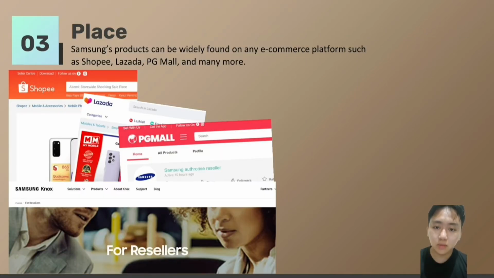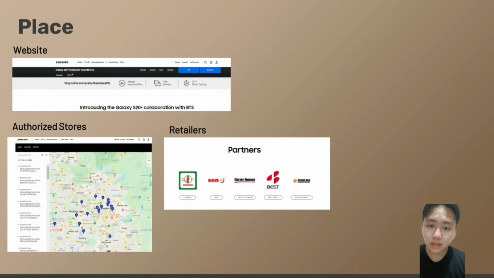Samsung products can be widely found on e-commerce platforms. Usually, the ones who sell this are resellers. So Samsung provides a license so that the seller can be an authorized reseller. Samsung also has its own website and many authorized stores. Samsung sells their product directly to retailers such as Senheng, which is very popular in Malaysia.